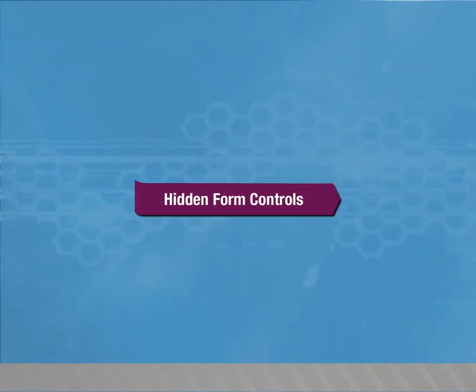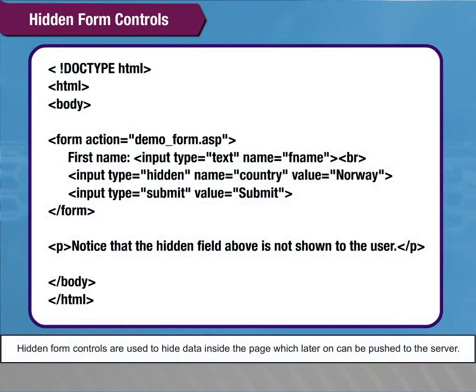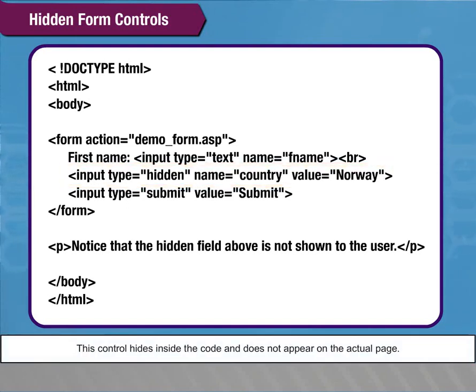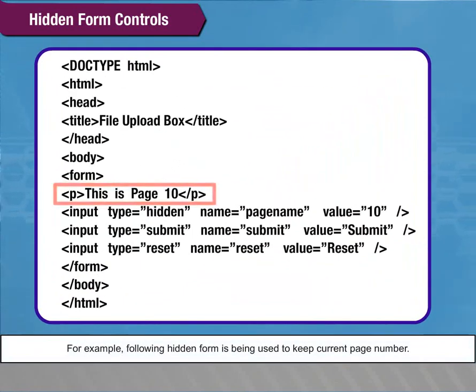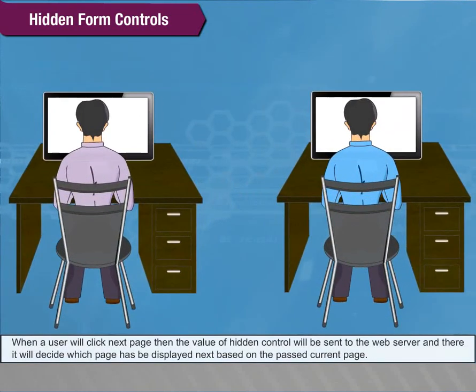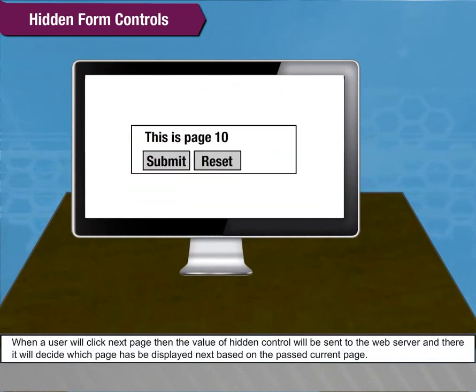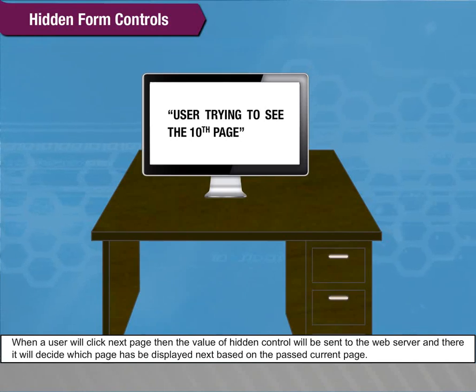Hidden form controls. Hidden form controls are used to hide data inside the page, which later on can be pushed to the server. This control hides inside the code and does not appear on the actual page. For example, the following hidden form is being used to keep the current page number. When a user clicks next page, the value of the hidden control will be sent to the web server, and there it will decide which page has to be displayed next based on the passed current page.